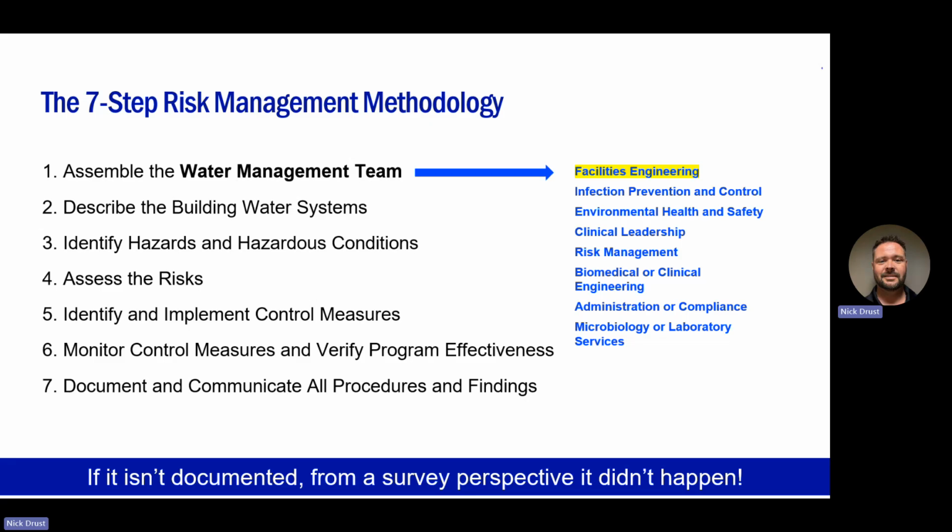After those risks are identified, the next step is implementing controls. These controls may include temperature management, flushing programs, testing, disinfection, filtration, or a combination of these approaches. Implementing controls is only half the battle. The standard then requires monitoring those controls and verifying that they're actually working. And finally, document everything. If it's not documented, from a survey perspective, that means it didn't happen.